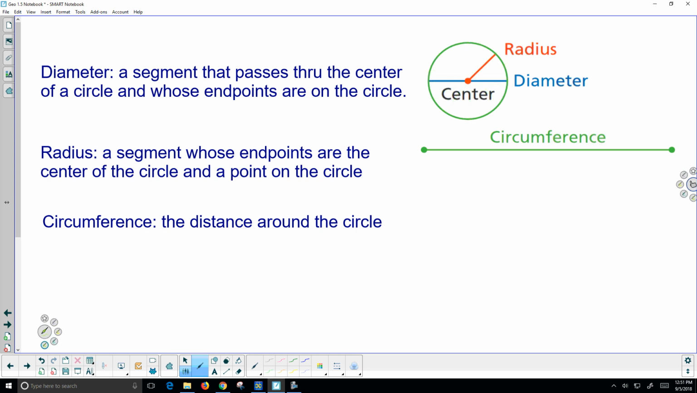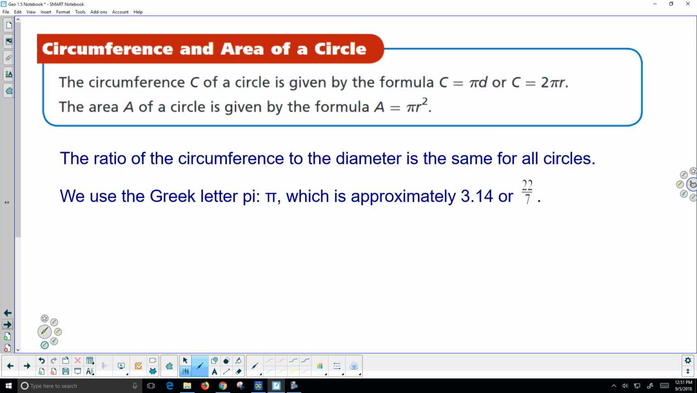Last up, the circumference is the distance around the circle, not the area, but the distance around the circle. So if you were going to walk around the circle, all the way around, how far would you walk if you walked around it? Okay, that's those three terms.